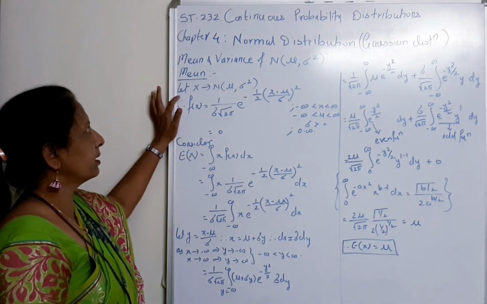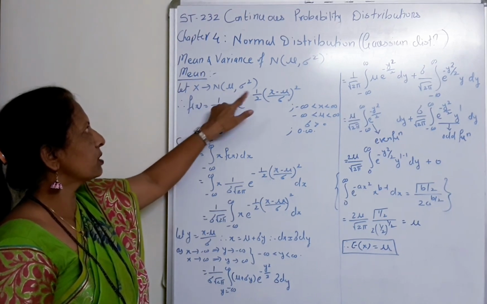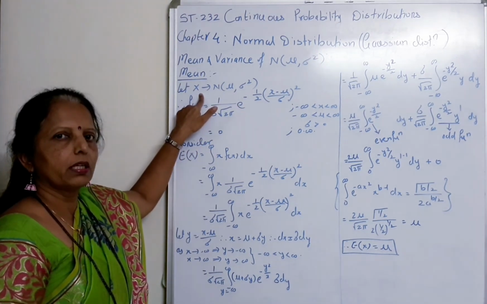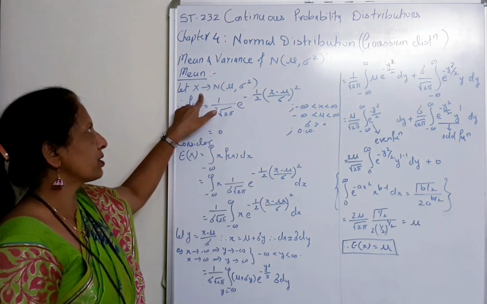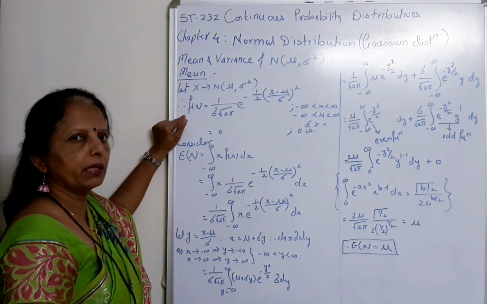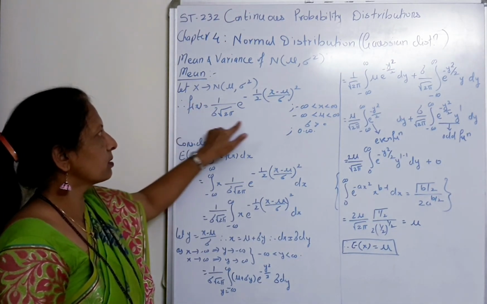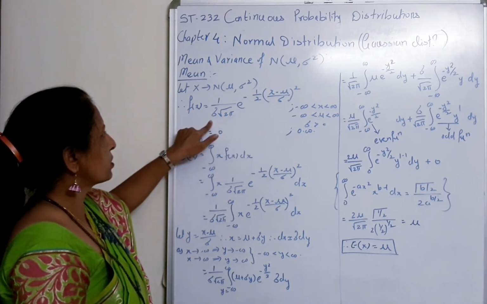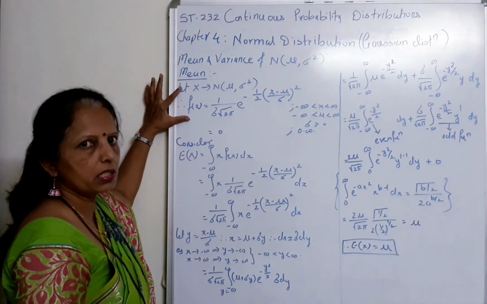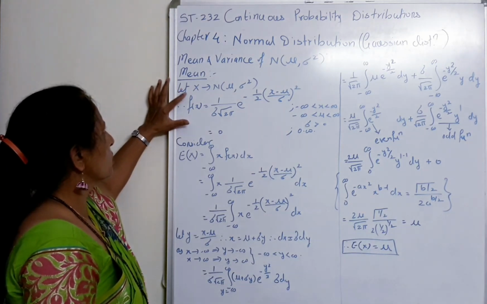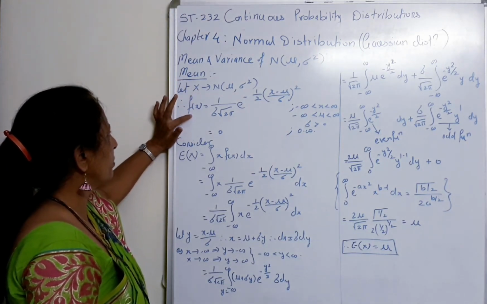So first we are writing x follows normal mu sigma square. Which distribution x is following, that we have written first. Then we have written its PDF, the PDF of a normal distribution. These two steps we always have to write. So x follows normal, then we have written the PDF.